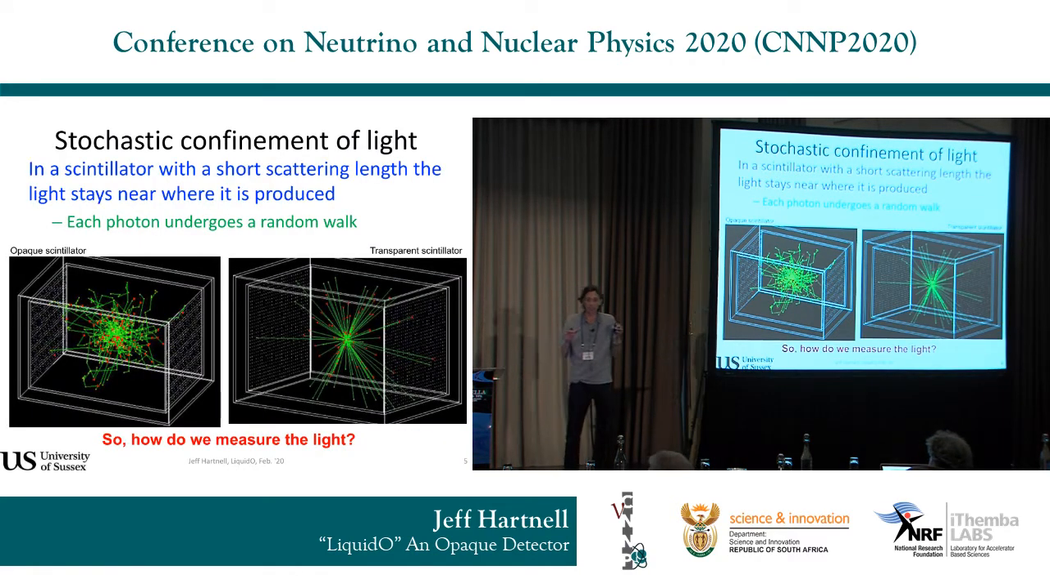Because what that gives us is stochastic confinement of the light. So in a scintillator with a short scattering length, the light bounces around, does a random walk about the point where it was produced. And so these diagrams illustrate this. This is the opaque case where the light is bouncing around, doing its random walk. And then in the transparent case, the light is just streaming away from where it was produced. And so the question is, how do we measure this light? Because it's trapped, it stays where it's produced, so how do we get it?